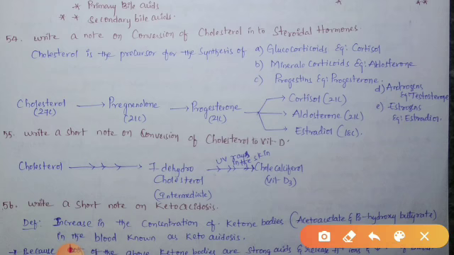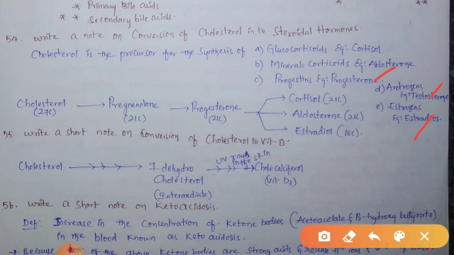Write a note on conversion of cholesterol into steroidal hormones. So steroidal hormones can be produced from cholesterol. Cholesterol is the bioprecursor for the synthesis of steroidal hormones such as glucocorticoids, mineralocorticoids, progestins, androgens, estrogens. Examples for glucocorticoids are cortisol. Mineralocorticoid example is aldosterone. Progestin example is progesterone, androgen example is testosterone, estrogen examples are estradiol and estriol.